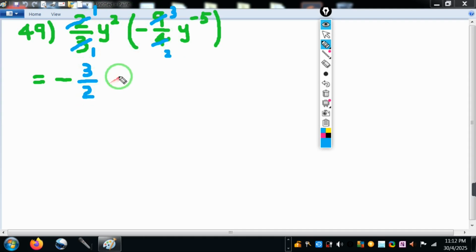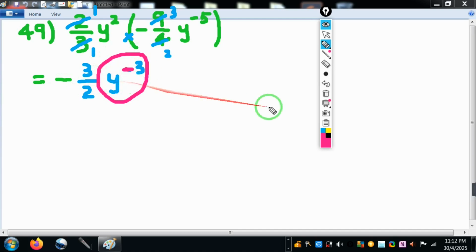Now we go for the letters of alphabet, y squared and this one. So it's multiplication, here's multiplication, isn't it? Right. So it's y, powers must be added, 2 plus minus 5, 2 minus 5, minus 3. Aha! This part, this negative belongs only to the y, not for everything. Please take note. So we will go back.